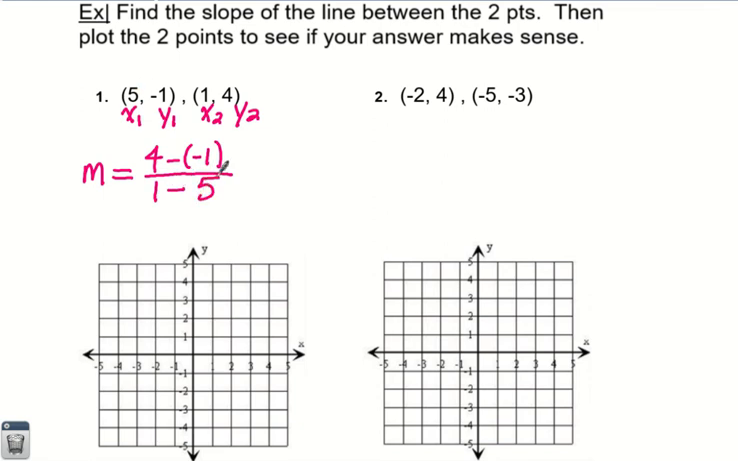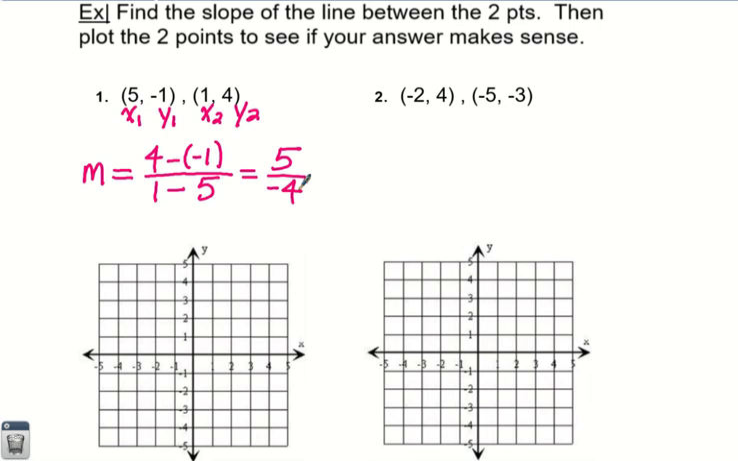5. So again, just to double check here, y2 minus y1 goes on top, and then on the bottom we have x sub 2 minus x sub 1. And so that's what the formula is, and then we just let this play out. 4 minus a negative 1, that's the same as 4 plus 1. And on the bottom we have 1 minus 5, which is negative 4.